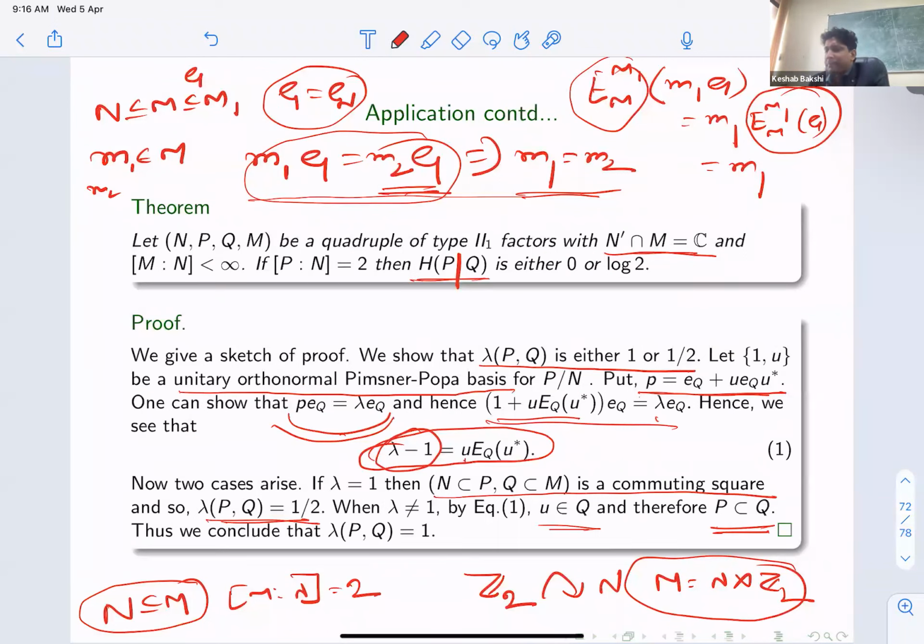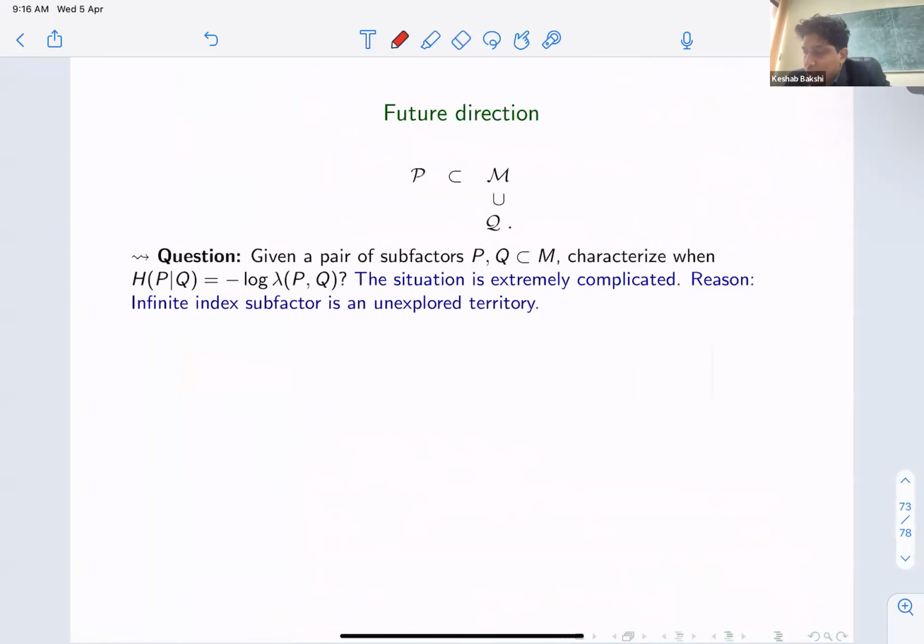So my point is that one can try to find what the possible values of entropy are, and that is what my recent research is focused on. So I'm working in this direction. I have proved it for some test cases basically. Yeah, now I'll talk about some future directions.